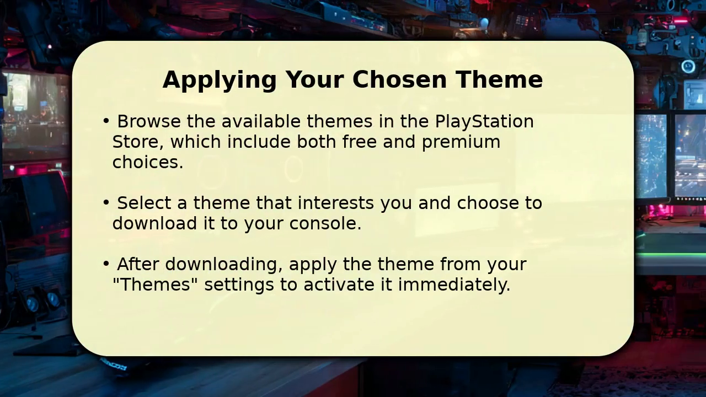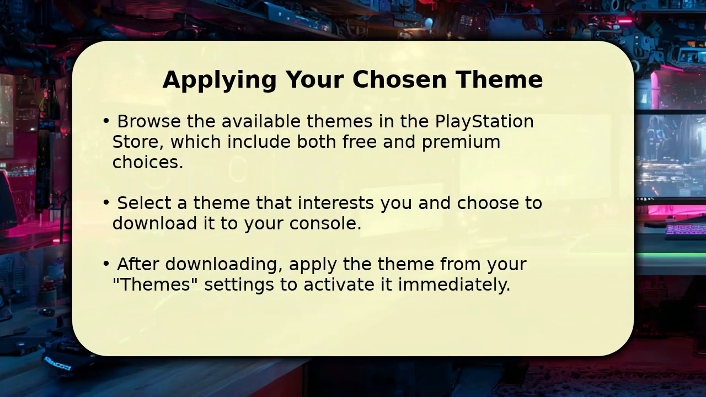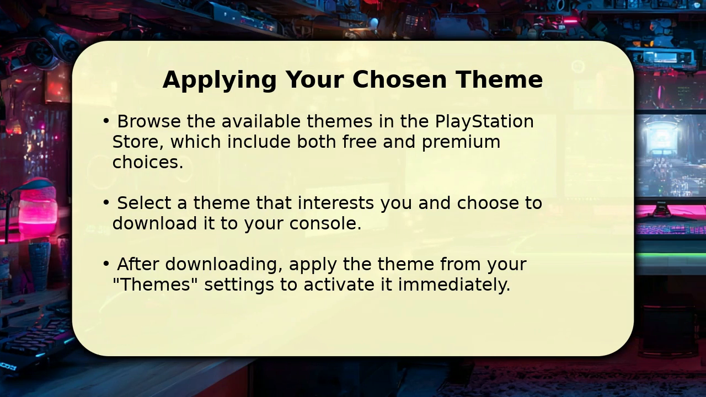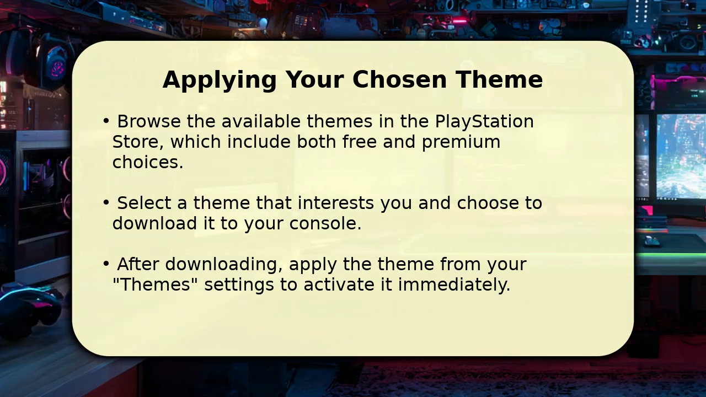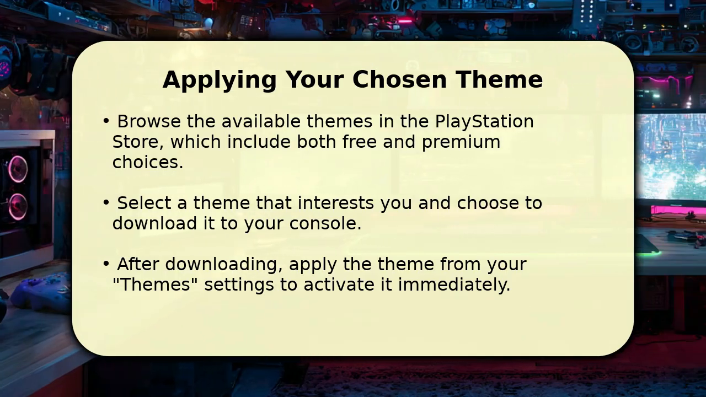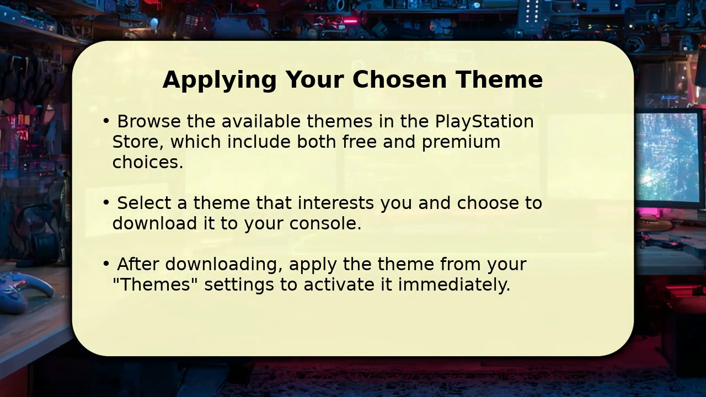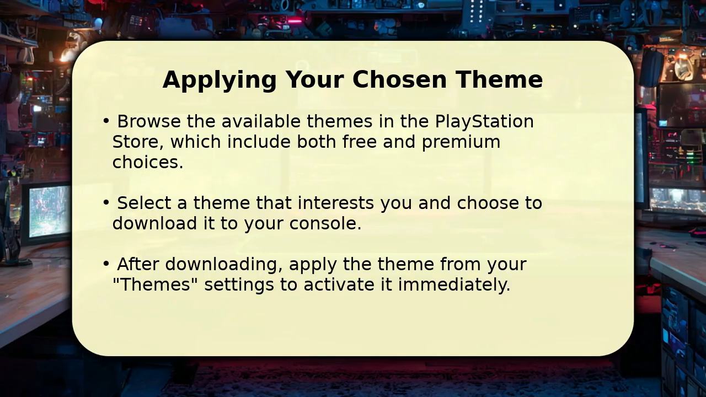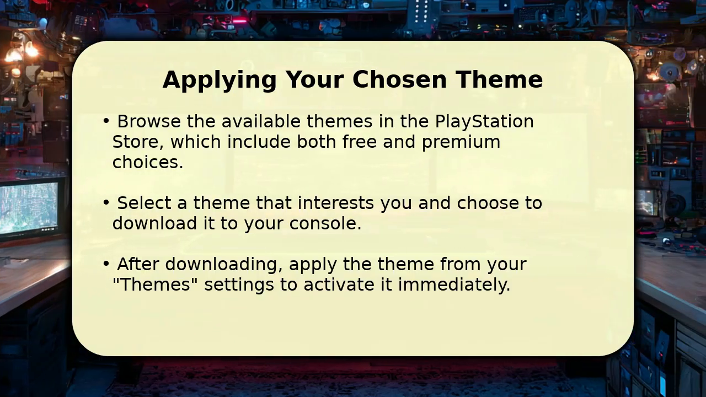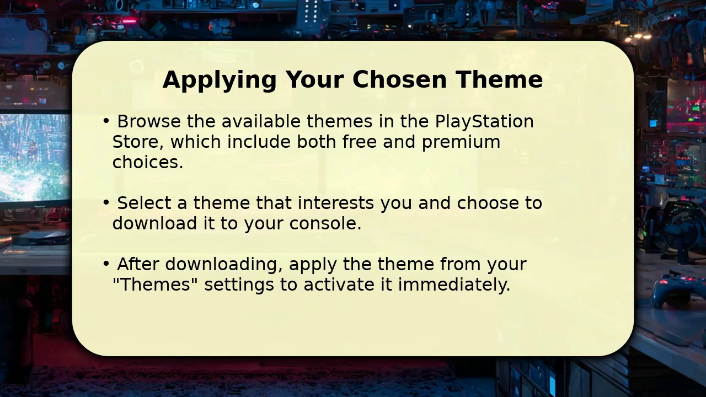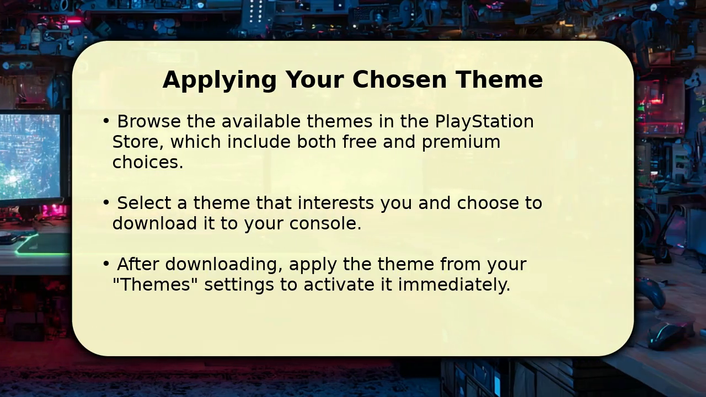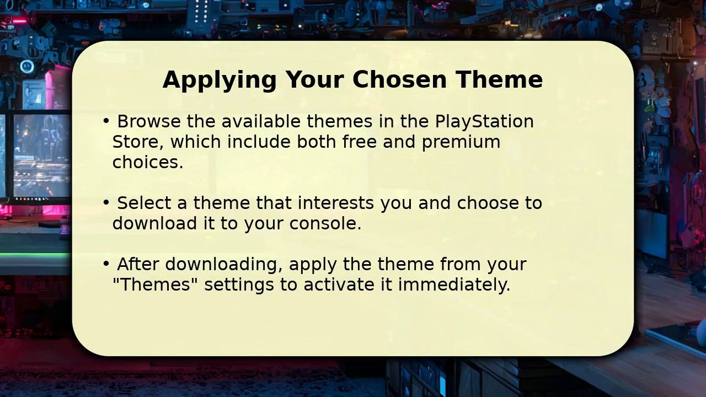Once you are in the PlayStation Store's theme section, you will see a diverse collection of options. Some themes are completely free, while others require a small purchase, often costing a few dollars or pounds. After selecting a theme, initiate the download process. It usually completes in under 1 minute. Return to your PlayStation 4's Themes settings, highlight the newly downloaded theme, and press Apply to instantly transform your background and icons.